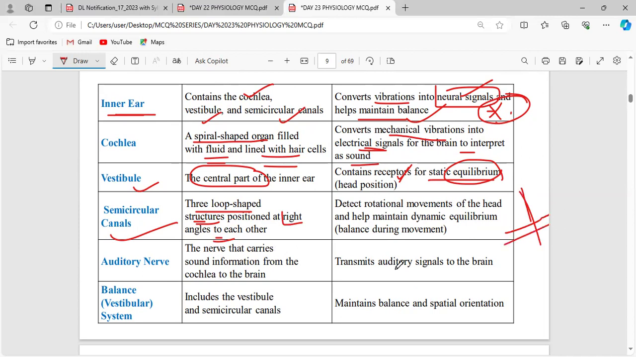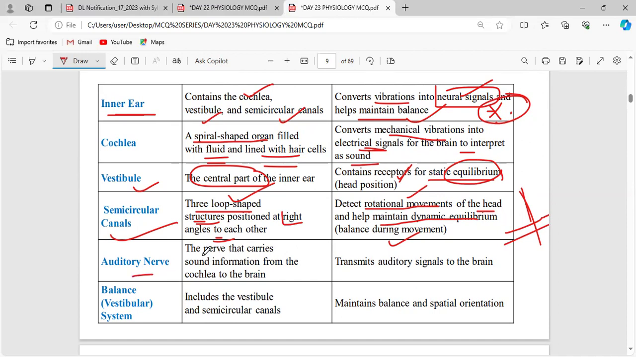It is a perpendicular structure. Now, what is the function of having the semicircular canal? It detects the rotational movement. As it is loop shaped, it detects the rotational movement of the head and maintains dynamic equilibrium, balance during movement.